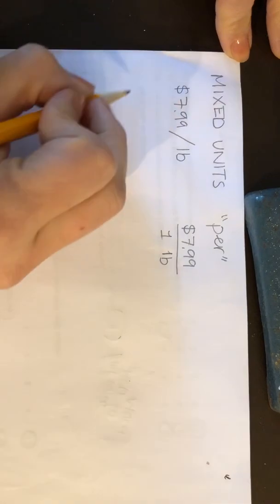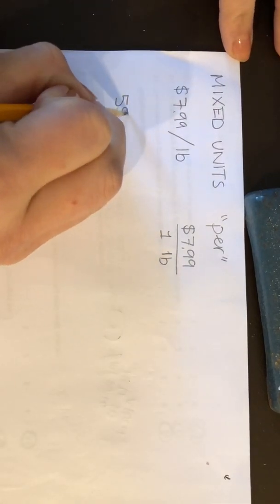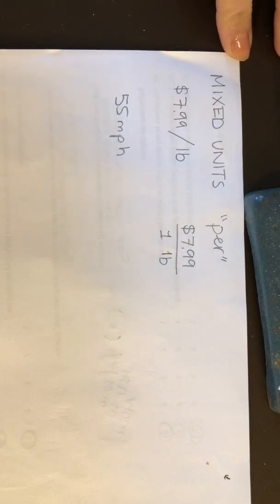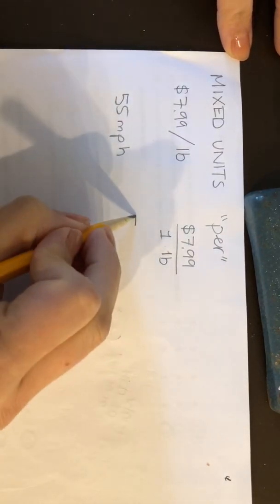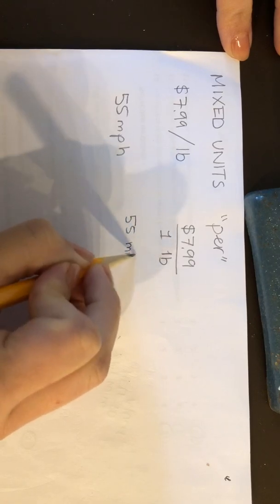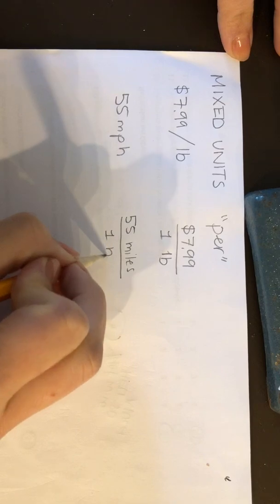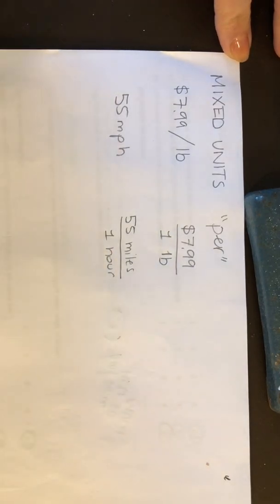Another example is if you're traveling down the road at 55 miles per hour. You have two units there, miles and hour. And again, if we're writing this out in dimensional analysis, we want to split up those two units, one on top of the fraction and one on bottom. So those are examples of mixed units.